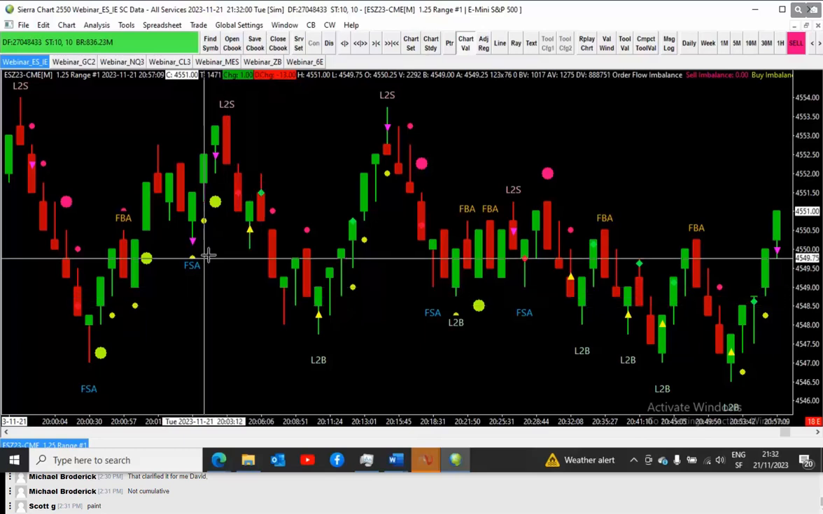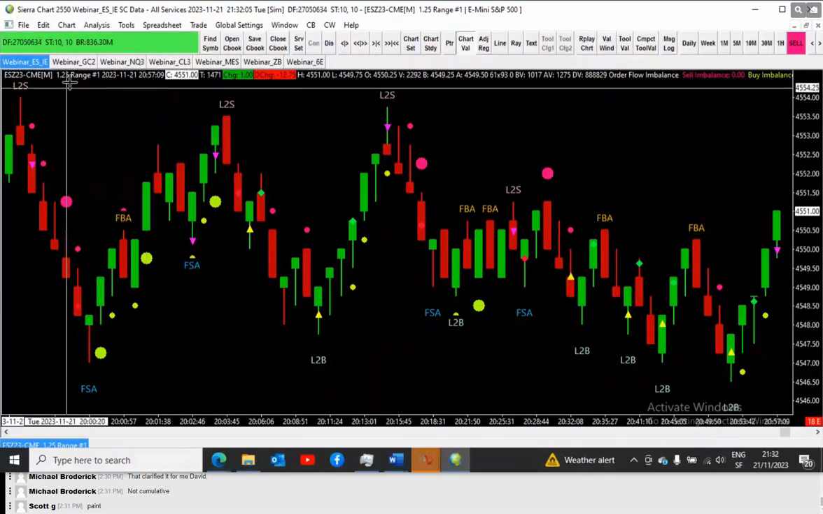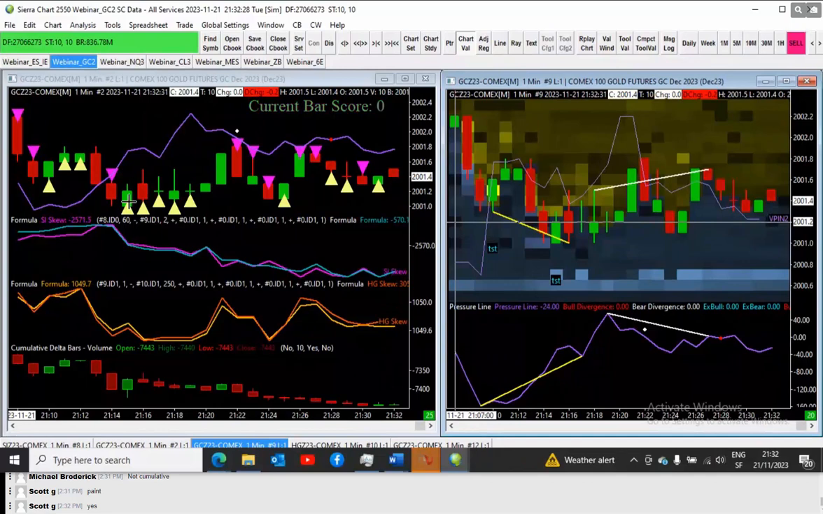So I hope that answers your question, Scott. Right. Let's move on to another chart. This time we're looking at gold. It's on a 1-minute chart. And what you're looking at here is an indicator called the Gold Scalper. As the name suggests, it's designed to give you some scalp trades on gold.